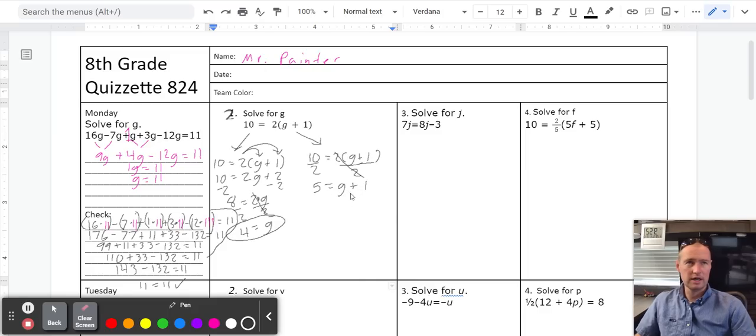One more step. We subtract 1 from both sides. And therefore we have 4 equals G. So again, it doesn't matter which way you do it, because notice they're both the same. 4 equals G and 4 equals G. So same thing.